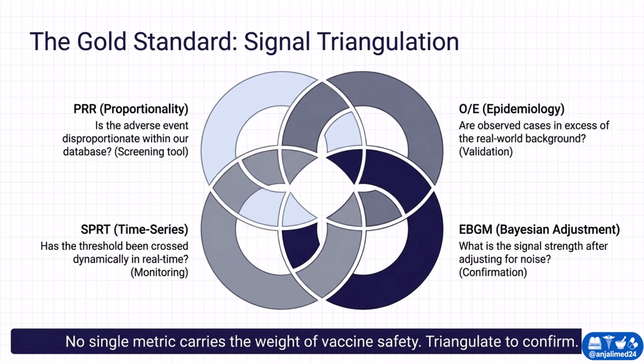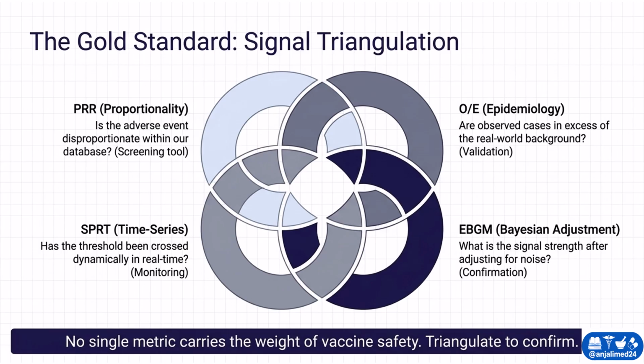The second component is O over E analysis, meaning observed over expected epidemiology. This method compares the number of observed adverse events after vaccination with the number that would normally occur in the real world population background. This step is extremely important because it introduces real epidemiological context. It helps answer the question, are we truly seeing excess cases beyond normal expectations? This serves as a validation layer for the signal.